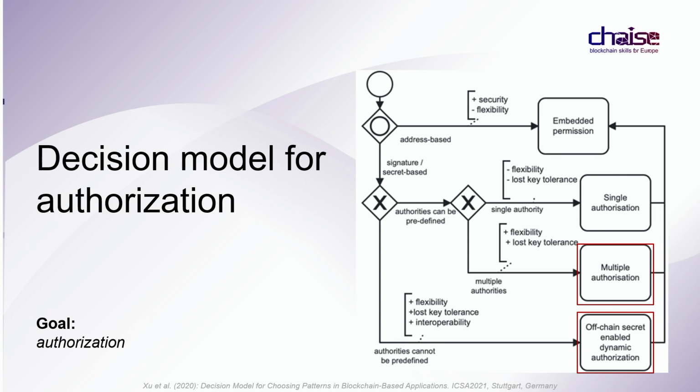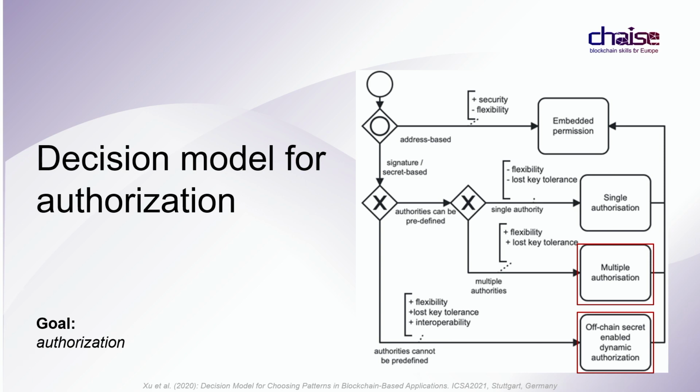The multiple authorization patterns provide more flexibility to enabling a set of blockchain accounts to authorize a function call. Although this pattern allows flexible binding between the function call and authorities from a larger set of blockchain accounts, all valid authorities still need to be specified in the smart contract.